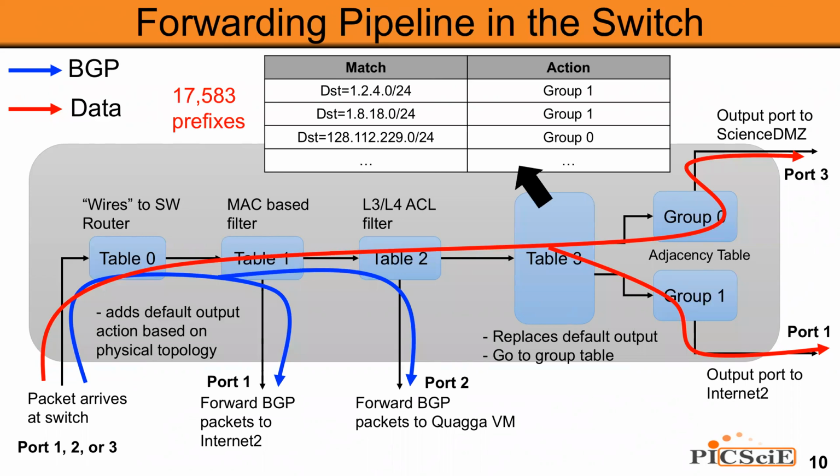Currently this table 3 holds about 17,583 prefixes, and based on the destination prefix, it'll either forward to group 0 or group 1. Group 0 will forward it to the Science DMZ, group 1 will forward to the Internet2.